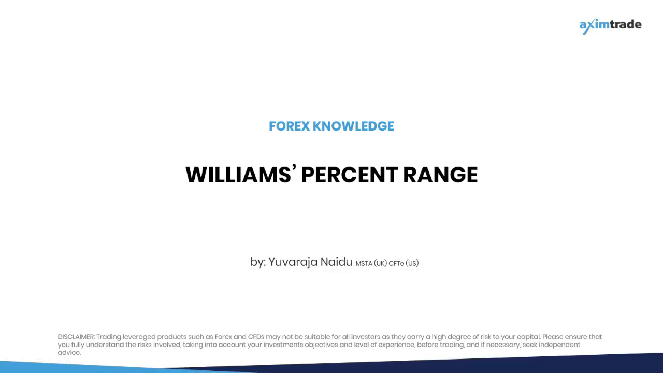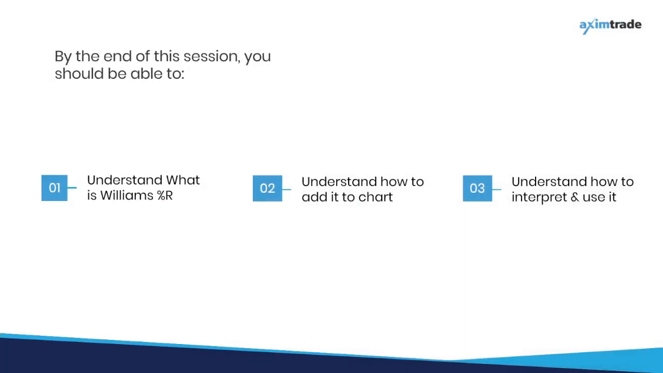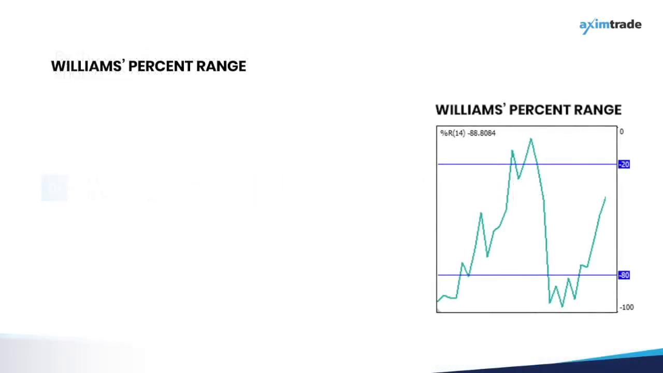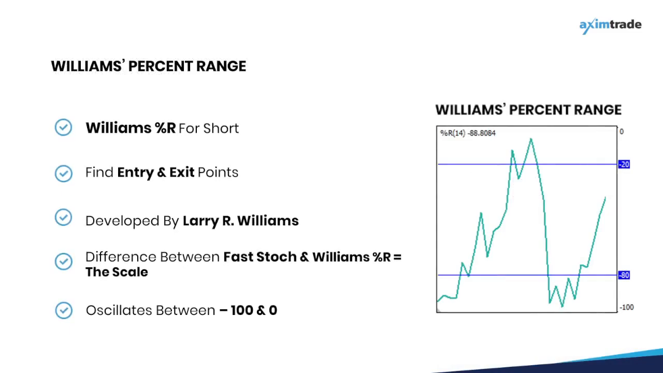What is Williams percent range? By the end of this session, you should be able to understand what Williams percent range is, how to add it to a chart, and interpret and use the indicator. The Williams percent range, or Williams percent R for short, is a popular momentum indicator used by traders to find entry and exit points for their positions.